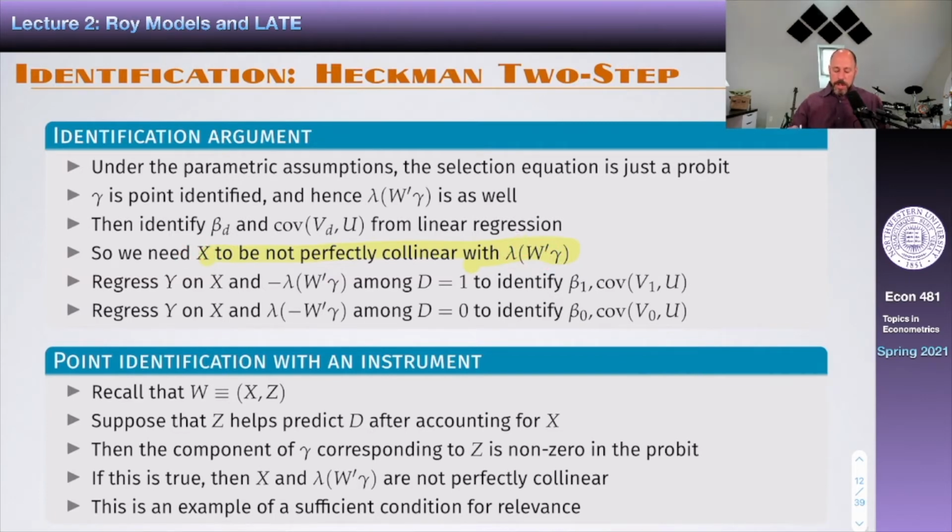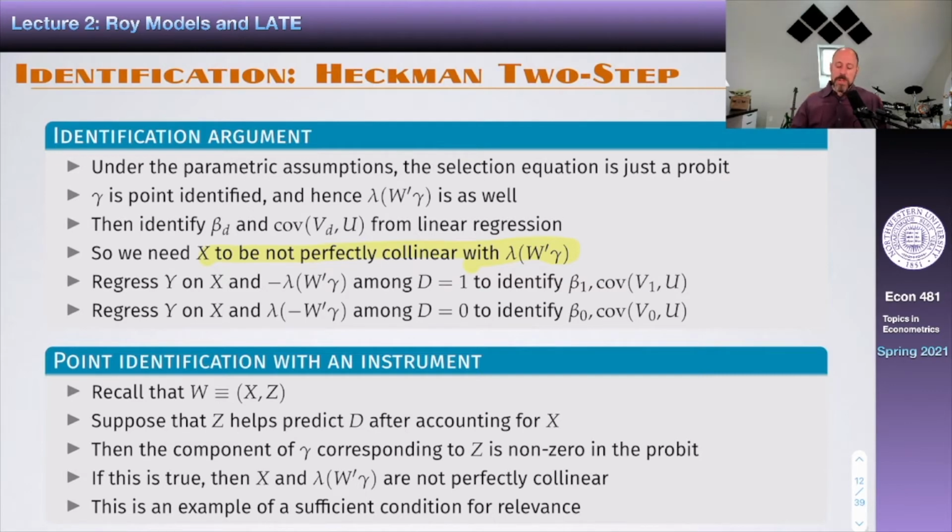Okay? So what I wrote here is that in this case, X and gamma are not going to be perfectly collinear. So it's one case in which you can say that this model behaves best: if you have an instrument that you can claim affects the treatment, which is again the relevance condition.